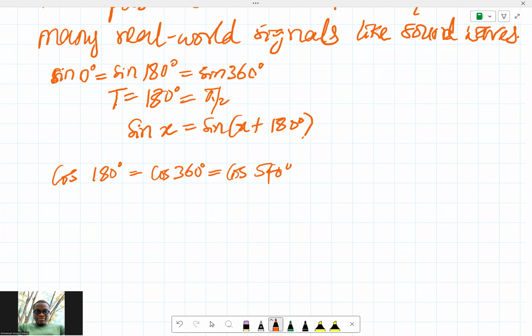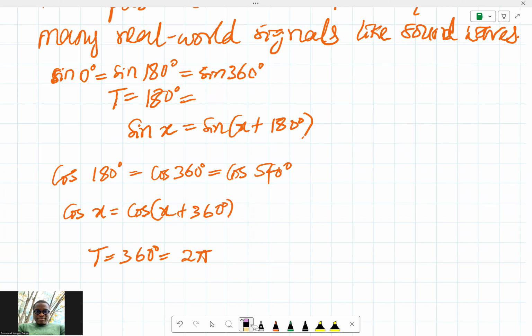cos phi 40 degrees. So here you see that generally cos x is the same thing as cos x plus 360 degrees. So here the period is 360 degrees, or what you can call 2 pi. So pi over 2, should it be 360 degrees? Now, 180 is pi, sorry. Yeah, 180 degrees is actually pi. Pi over 2 is 90, sorry.